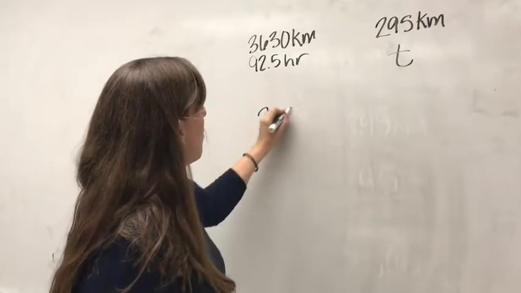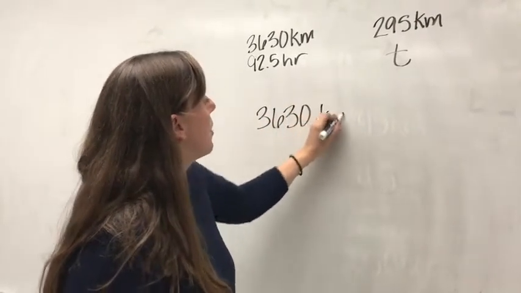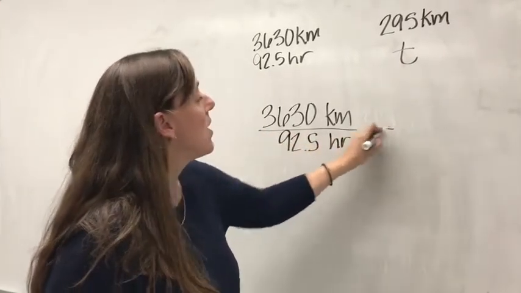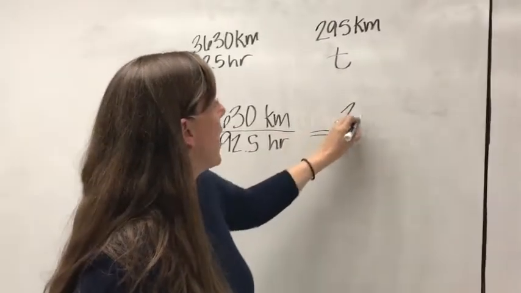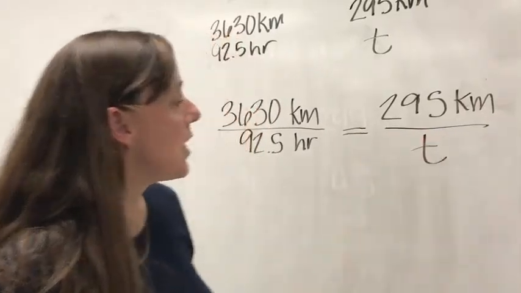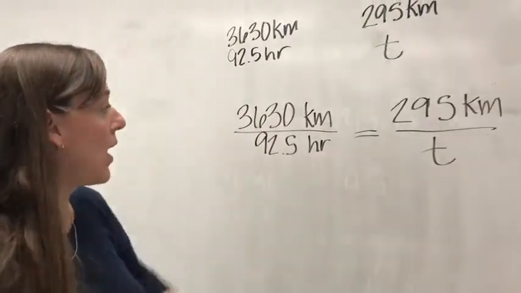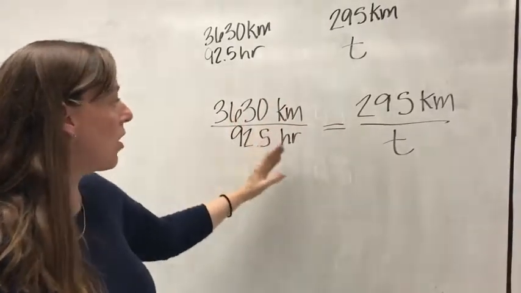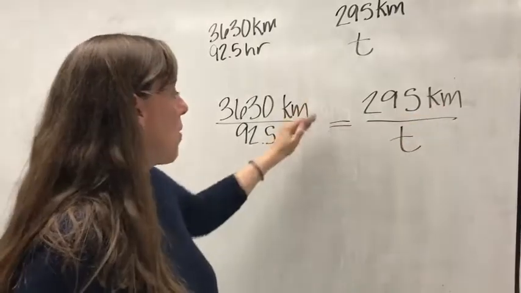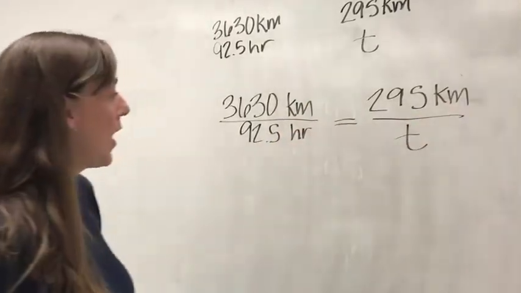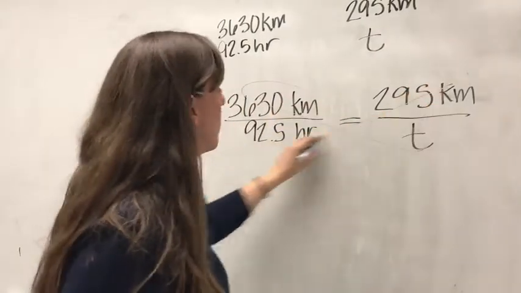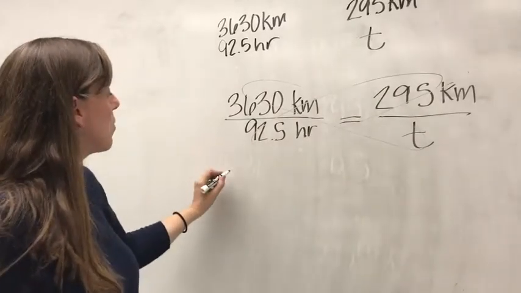So we're going to say 3,630 kilometers over 92.5 hours equals, on this side, 295 kilometers equals t, which will also be in hours, okay? So when your proportions are equal to each other, your ratios are equal to each other, you have to have the same units, kilometers per hour, okay? So to solve this proportion, all we're going to do is cross multiply, okay?